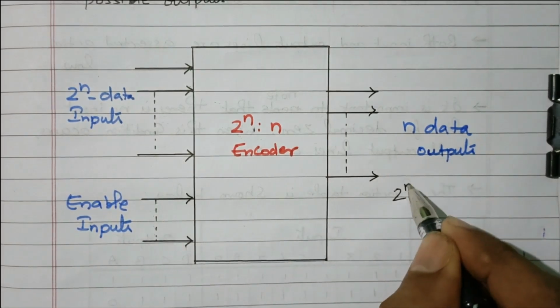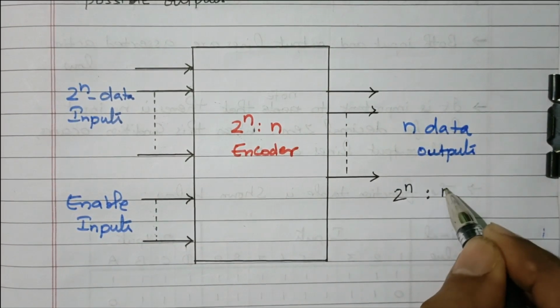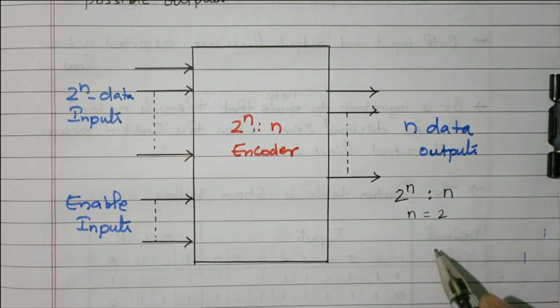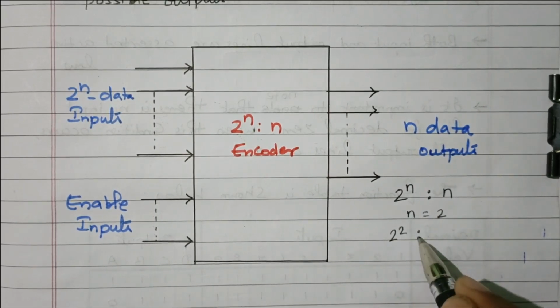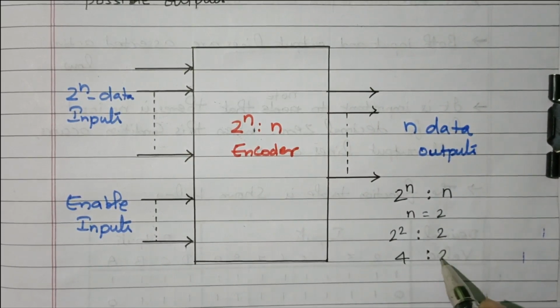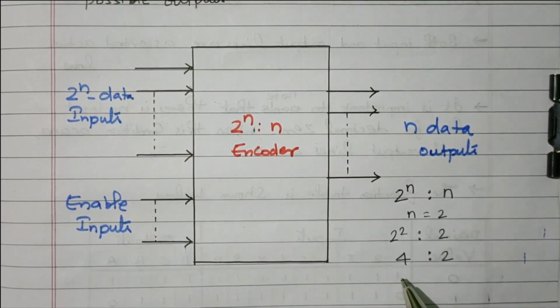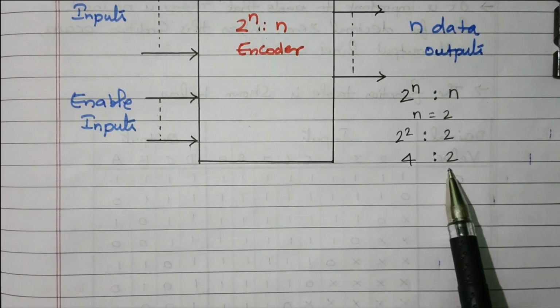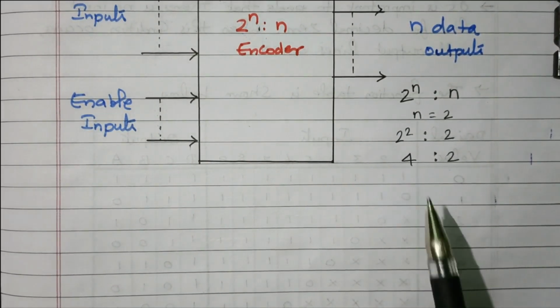2 to the power n inputs and n outputs. Let us consider n equal to 2. So 2 to the power 2 is 4. That is 4 to 2. That means 4 inputs and 2 outputs. 4 digit input and 2 digit output. How is it producing? This 2 digit output is based on the input.